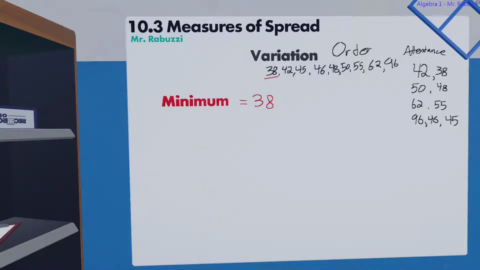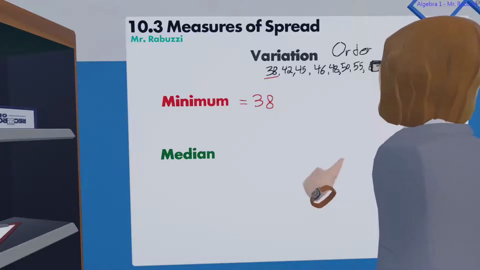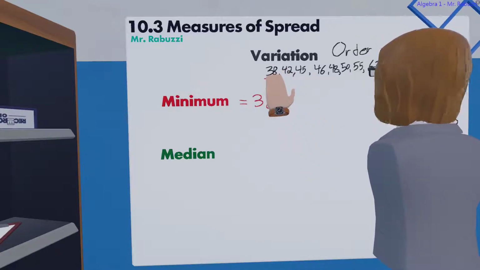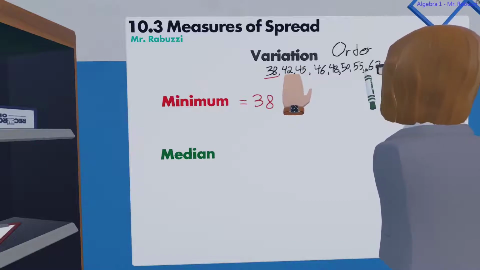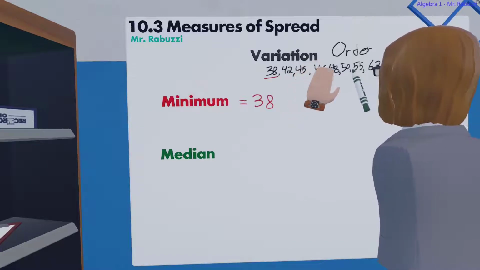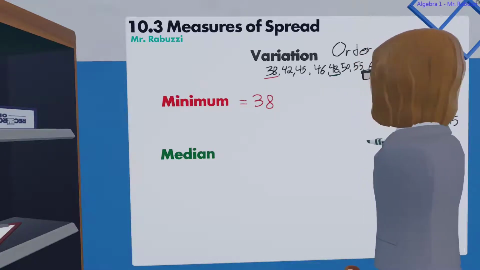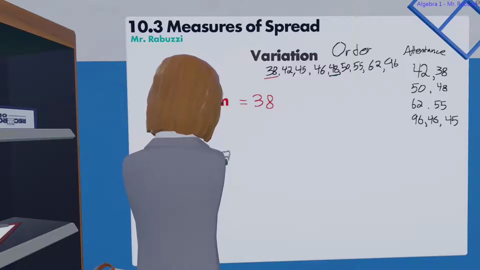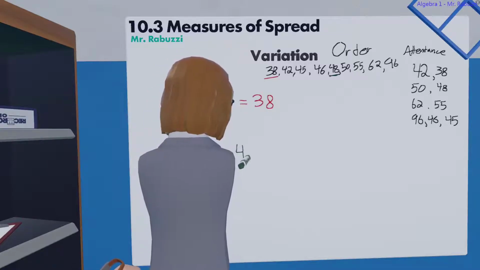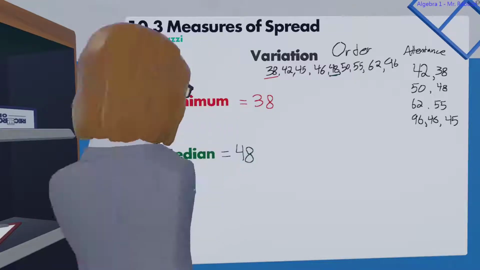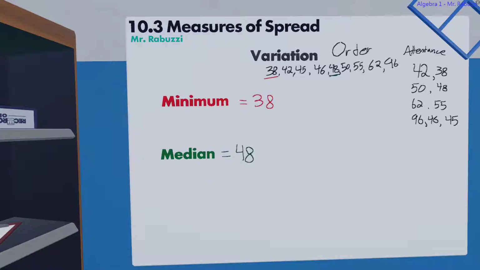Then we want to find our median. What is the middle number? Well, our middle number, I'm going to count into the middle. 1, 1, 2, 2, 3, 3, 4, 4. So the middle number here is 48. We remember median from 2 lessons ago. It is the middle number. If you have 2 middle numbers, you have to take the average of them. We'll see that in a second.